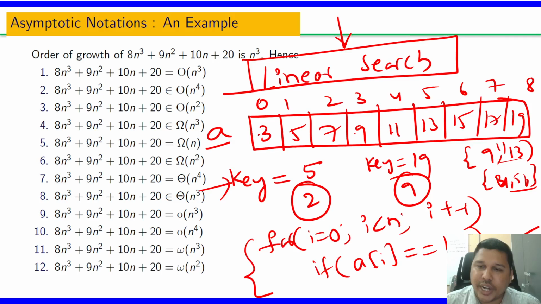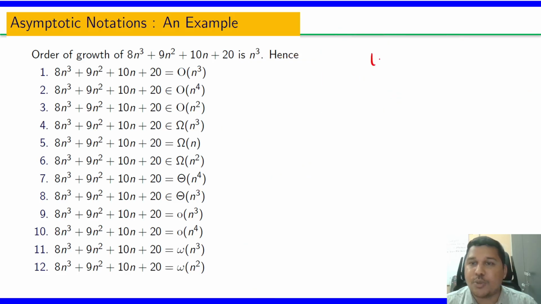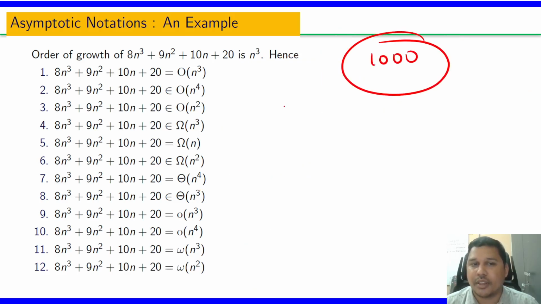You have to iterate the full array, from here till here. You have to go 3, then 5, then check with 7, 9, 11, and so on. Then you are finding 19. So after so many iterations, you are finding 19. This is a small array. Assume the case of an array of size 1000, beginning from 1 to 1000, for example.